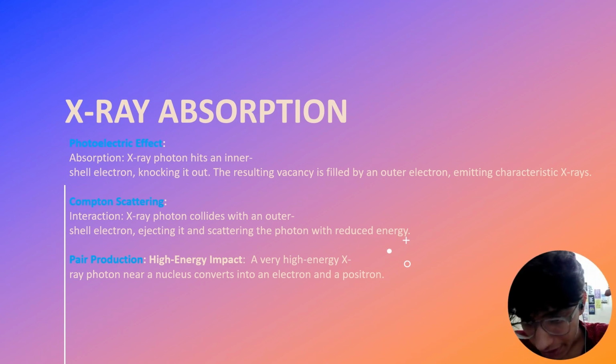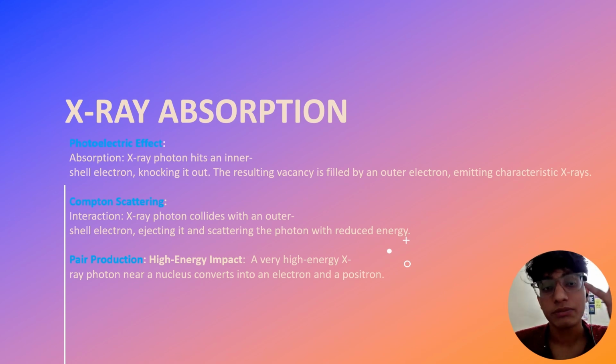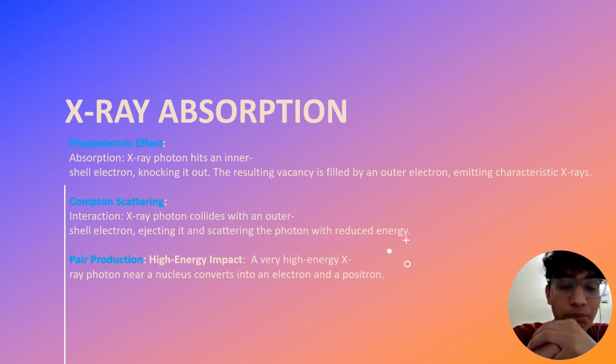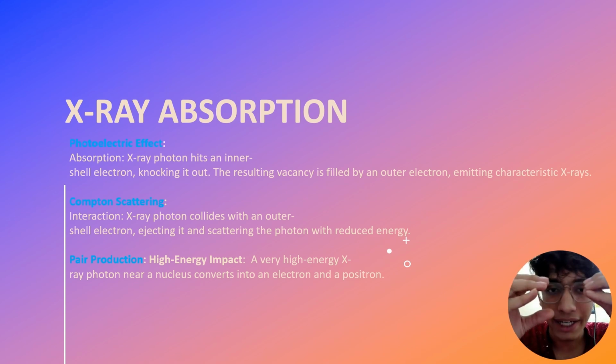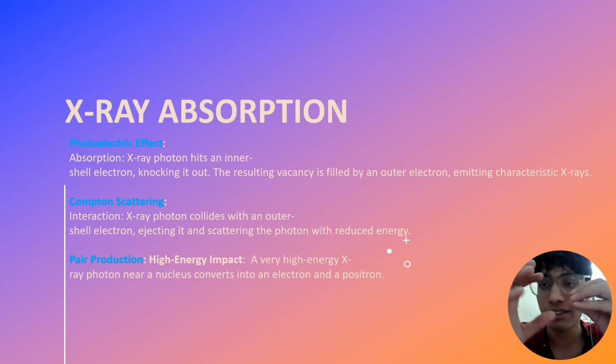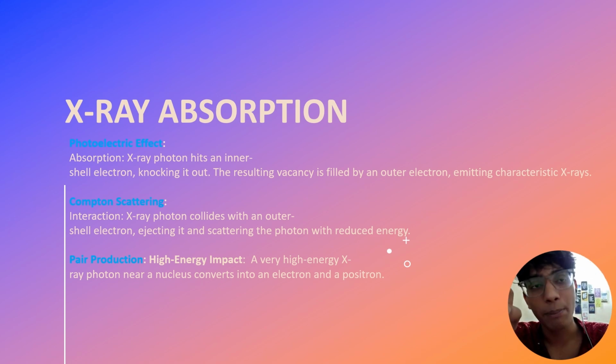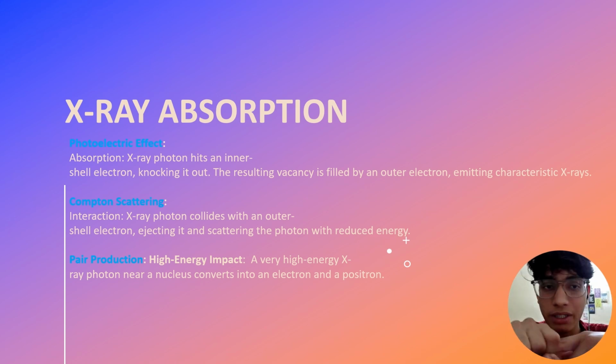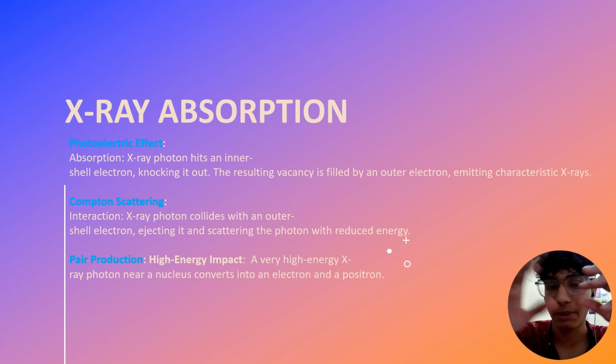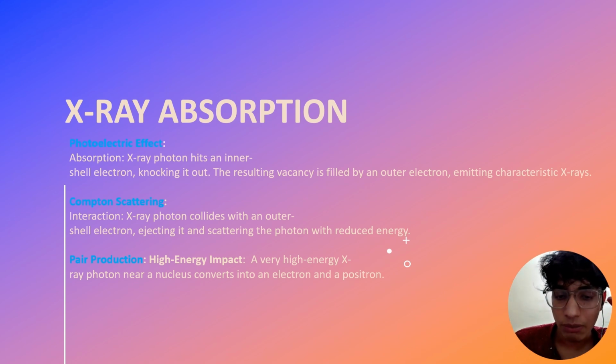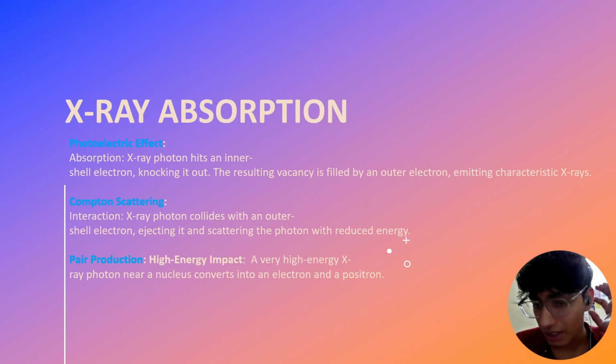And the third one is pair production. A very high energy X-ray photon comes close to the nucleus. Suppose this is the nucleus and this is the incoming X-ray photon, and it converts into an electron-positron pair. This process requires extremely high photon energies and is less common in standard X-ray applications, so it is not very useful for us in the current studies.